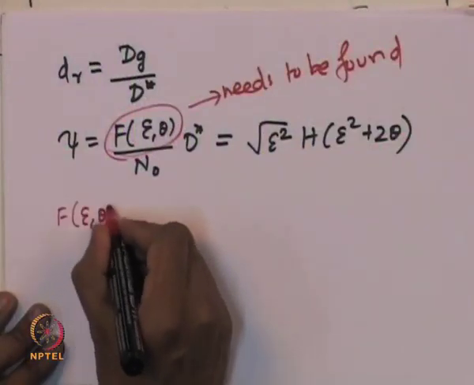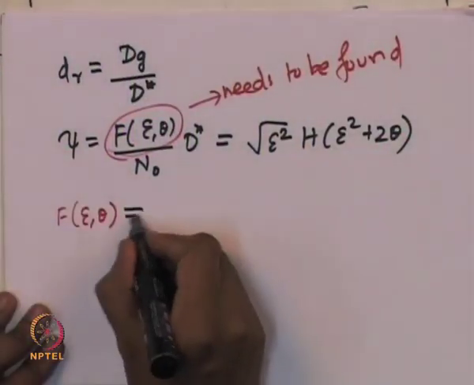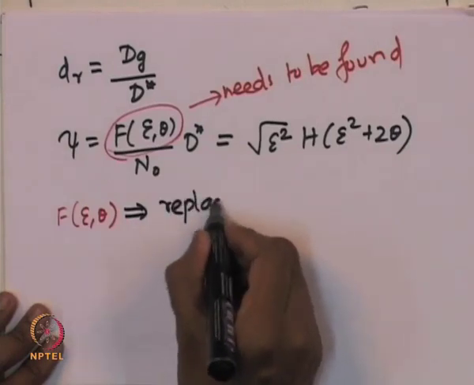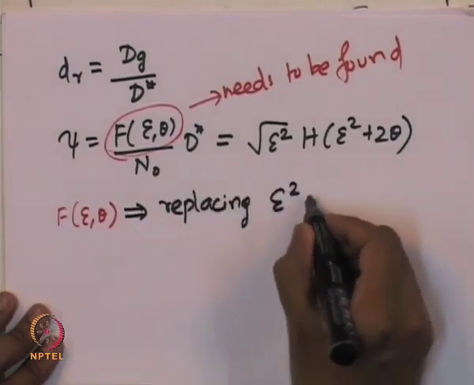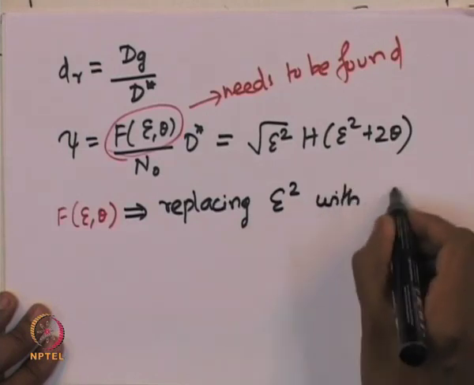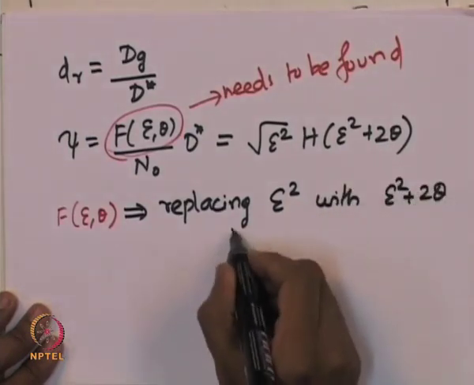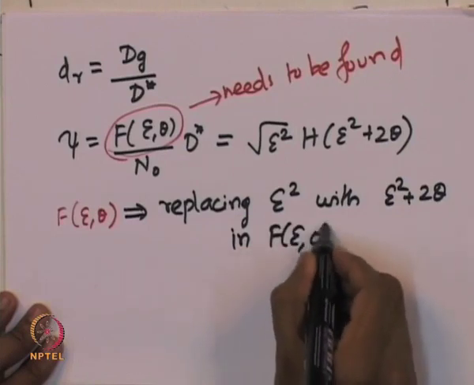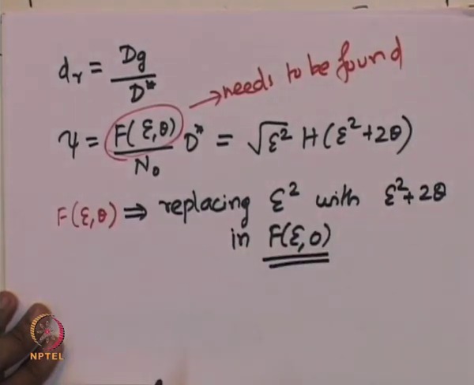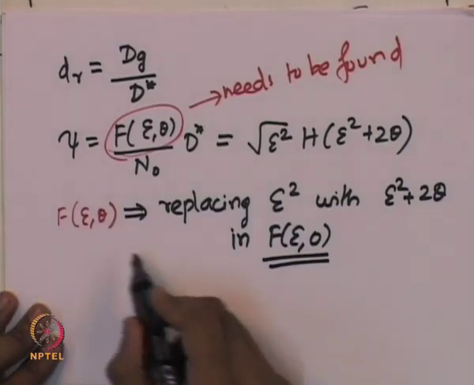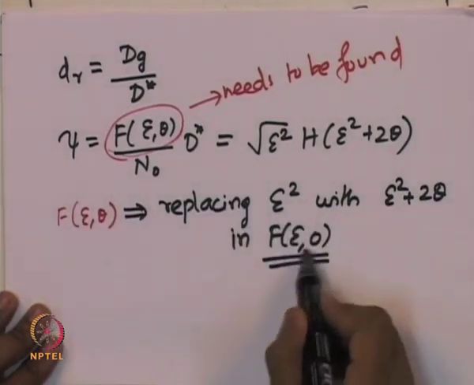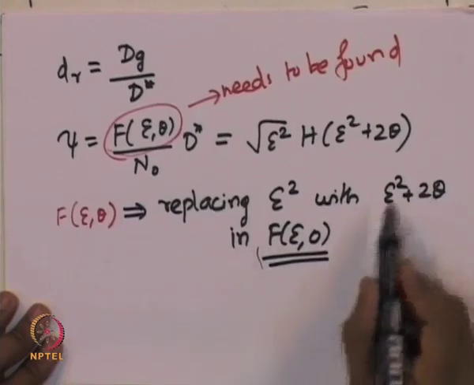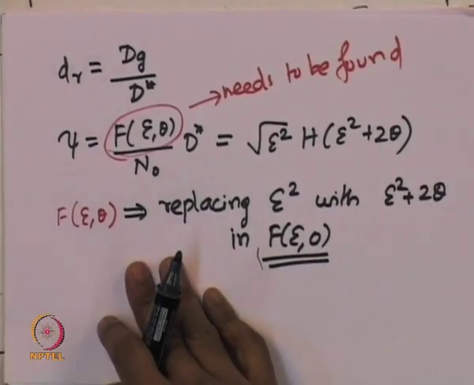initial state where the reaction has not started, then f of epsilon comma theta can be obtained by simply replacing epsilon square with epsilon square plus 2 theta in f of epsilon comma 0. So, note that this is the initial distribution and the final distribution can simply be obtained by replacing epsilon square in this initial distribution with epsilon square plus 2 theta. So, that serves as the solution methodology.